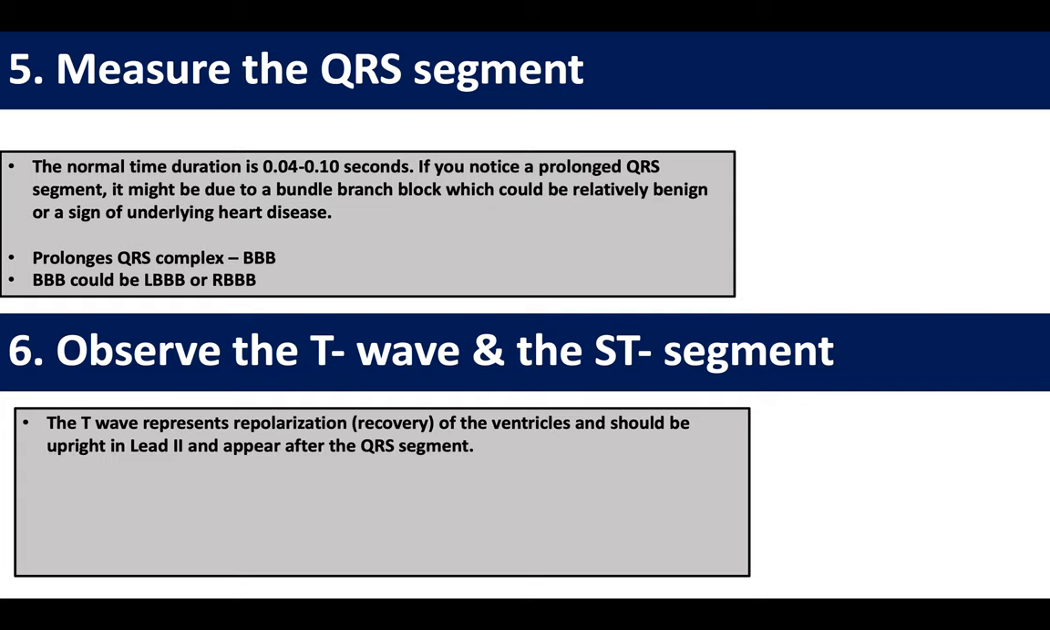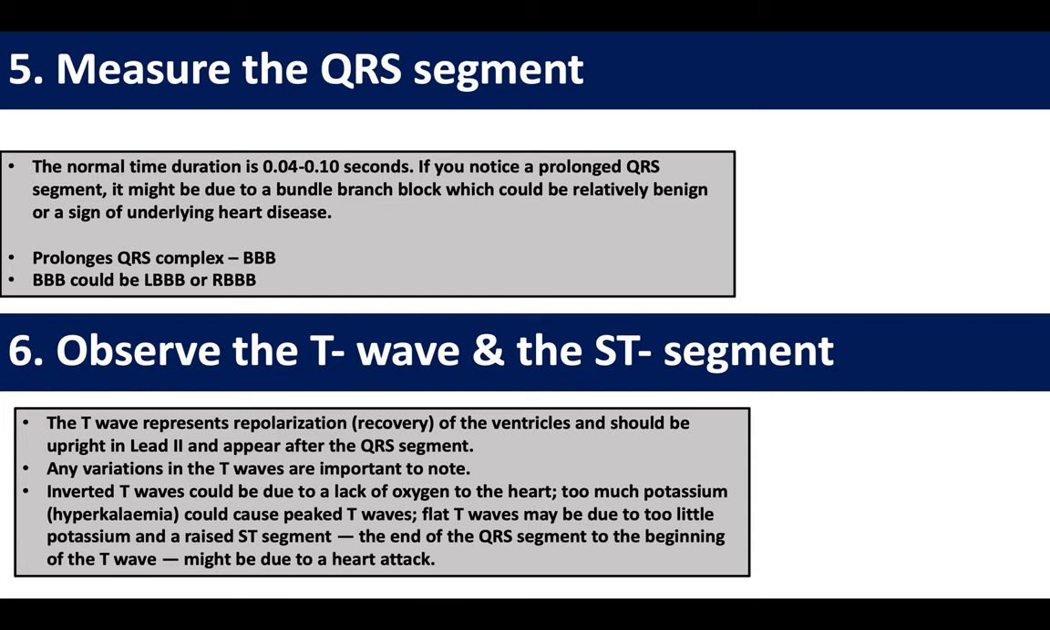Next, look for the T wave. The T wave represents repolarization of the ventricles and should be upright in lead 2 and appear after the QRS segment. Any variation in the T wave is important to note. Inverted T waves in any leads can be due to lack of oxygen or too much potassium.